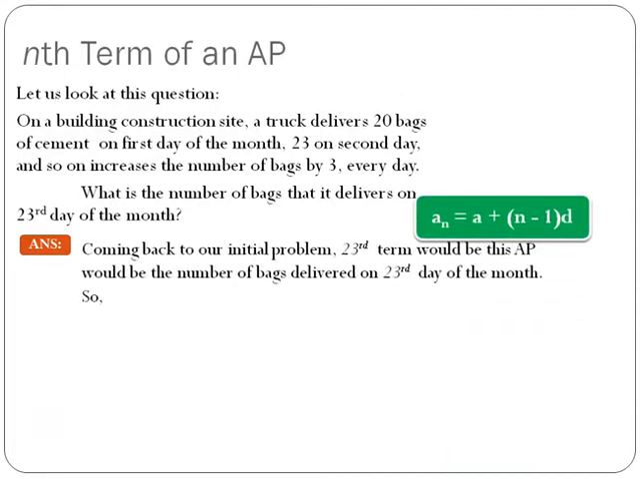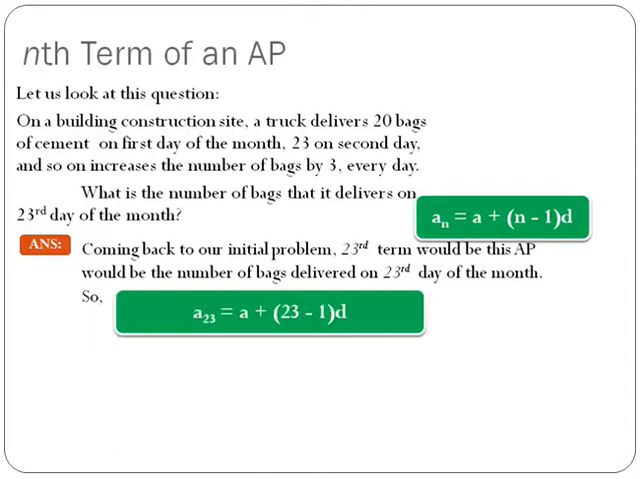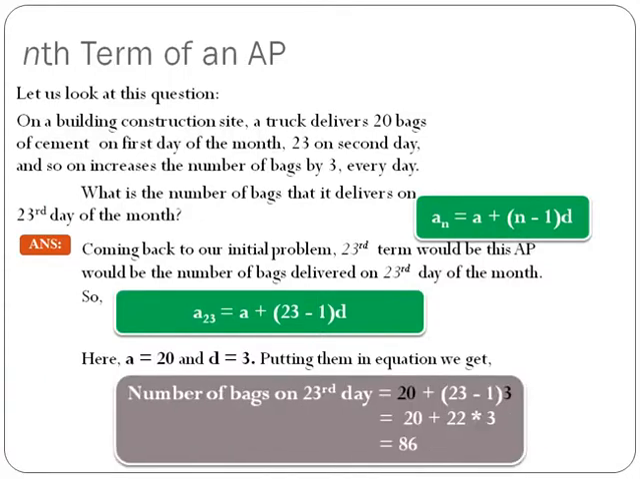Coming back to our initial problem, the 23rd term would be the number of bags delivered on the 23rd day of the month. So A23 is equal to a plus (23 minus 1) times d. Here the first term, a, is equal to 20 and the common difference d is equal to 3. Putting them in the equation we get A23 is equal to 20 plus (23 minus 1) times 3, or 20 plus 22 into 3. That gives you 86.